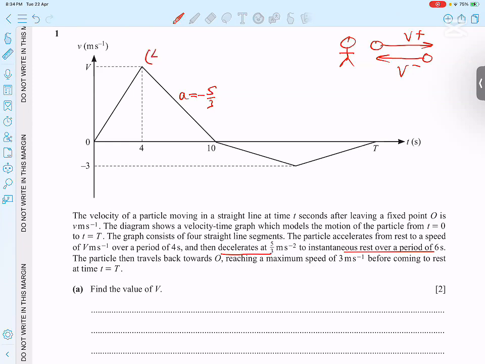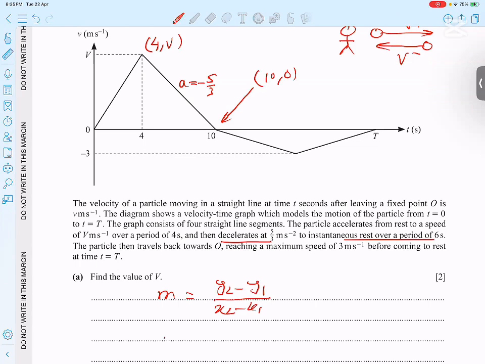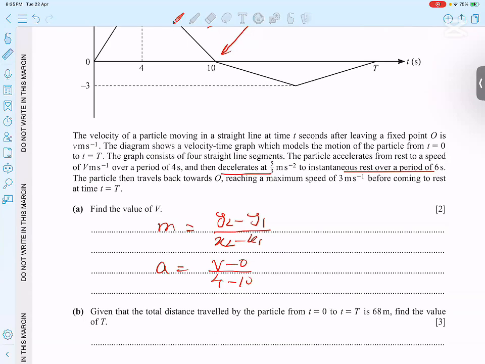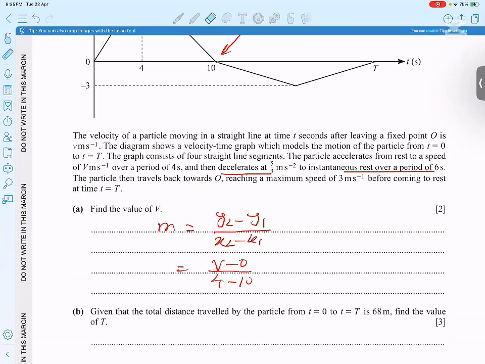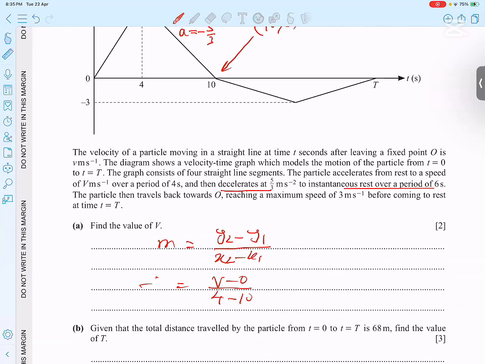What are the coordinates here? 4 comma V, and this is V. All right. And what are the coordinates of this? Time is 10 and velocity is 0. So what is the given formula? Y2 minus Y1 over X2 minus X1. And you know in a velocity time graph, that gives acceleration. So I'm starting from here, 0 minus V, or I start from here, V minus 0. So no problem. V minus 0 over 4 minus 10. And at the same time, I'm putting the acceleration value as negative 5 over 3.